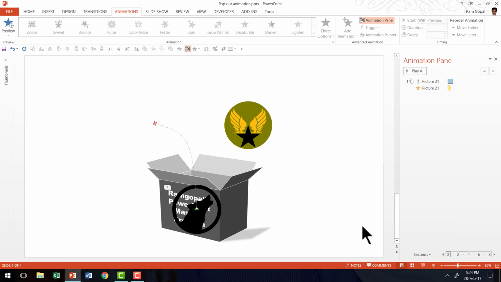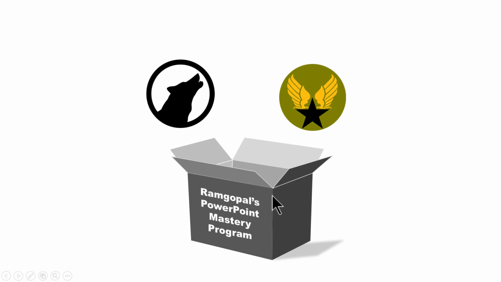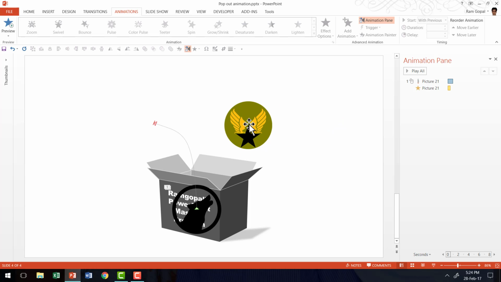Now let us go to the slideshow mode and see how this works. You have the logo starting from here, and then on a click, it comes out spinning and then with a bounce along this custom path. Beautiful. Now I'm going to apply the same animation for this one as well.